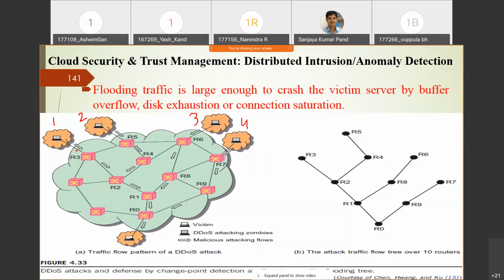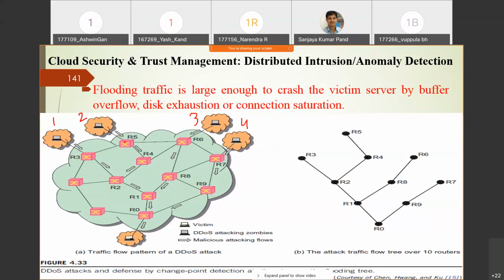You can see it is sending the packets from R3 to R2, R2 to R1, R1 to R0, and R0 is the next router of this particular victim node, right? So finally the packet reaches the victim node. In a similar fashion, you can see what the second zombie is doing.